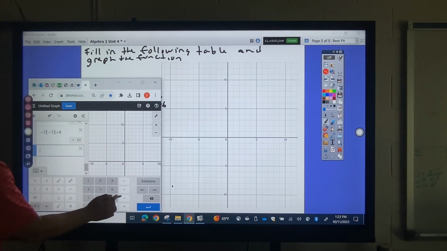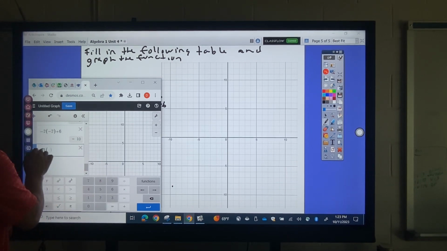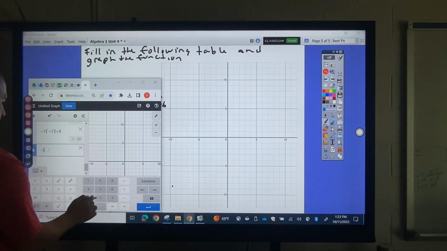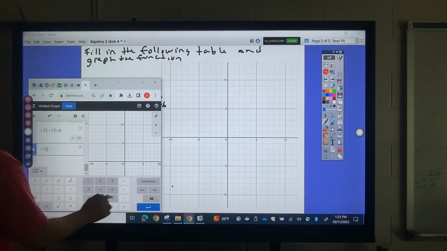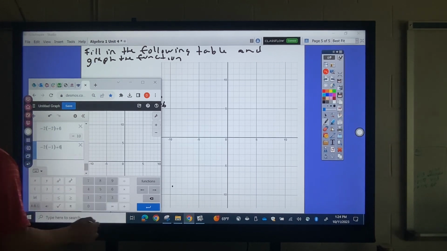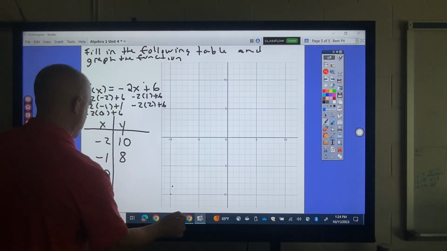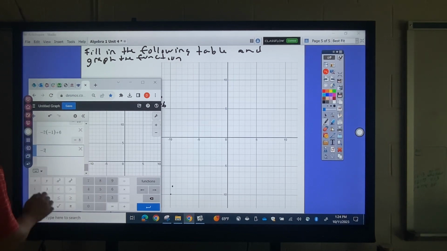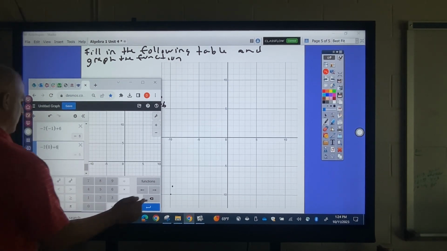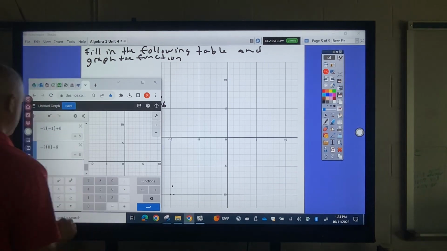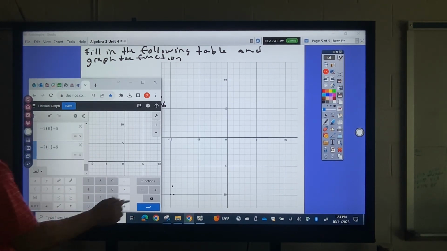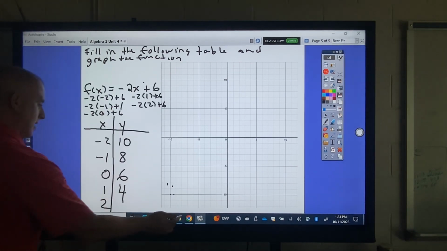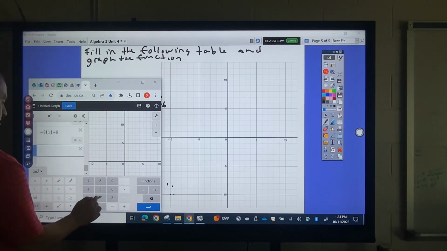Okay, negative 1. Parentheses, whoops, I'm sorry, that's not correct. Negative 2, parentheses, negative 1 plus 6, which is 8. Negative 2, parentheses 0, plus 6, 6. Negative 2, 1, plus 6, that's 4, and then negative 2 with a 2 plus 6, it gives me 2, okay?